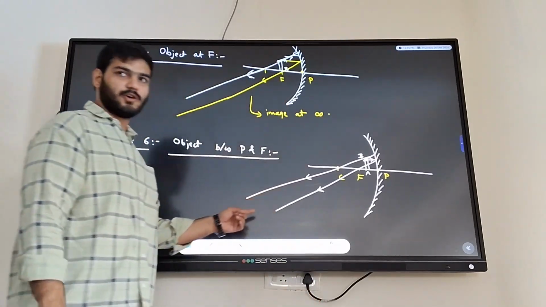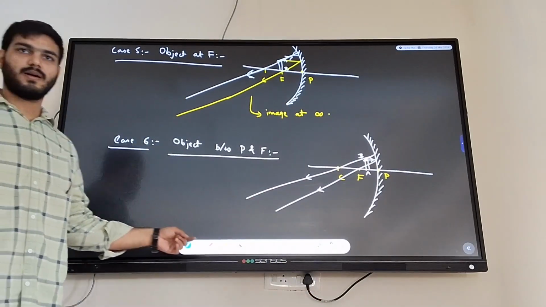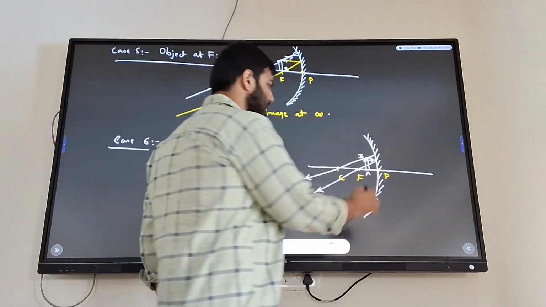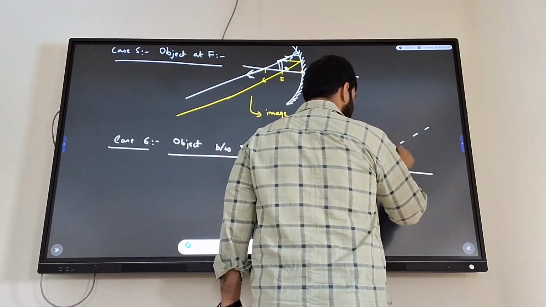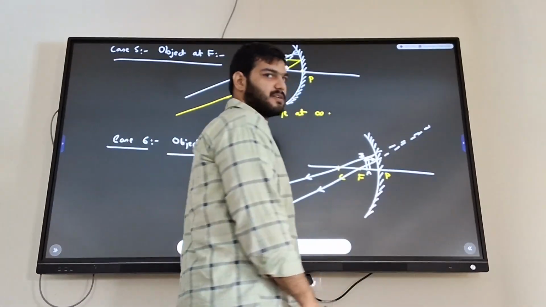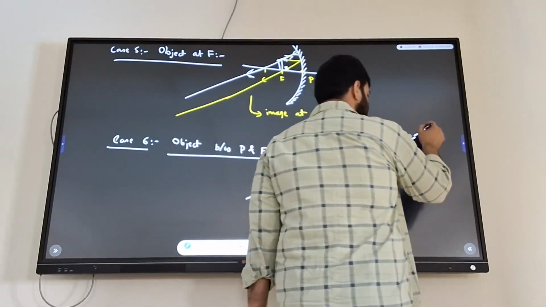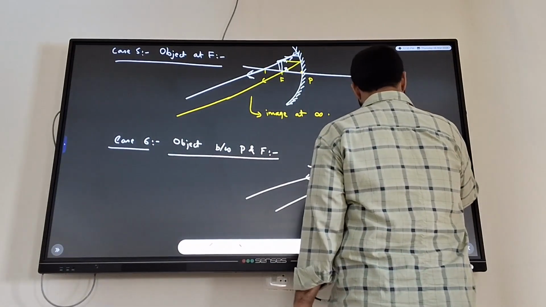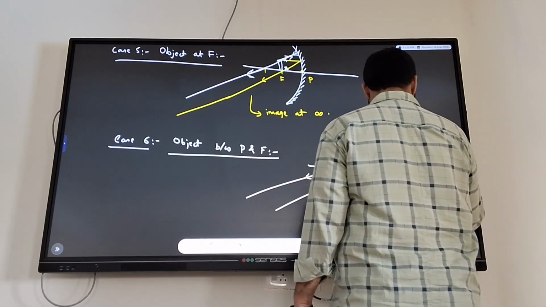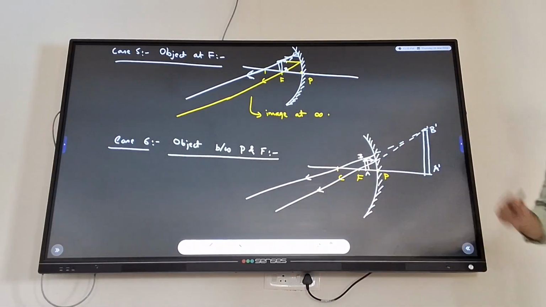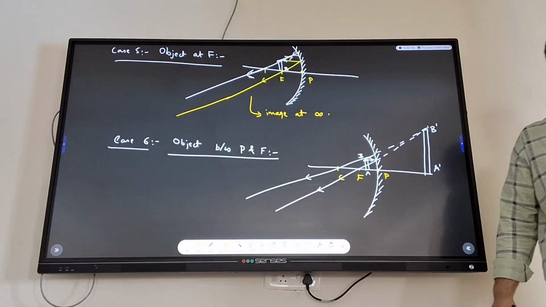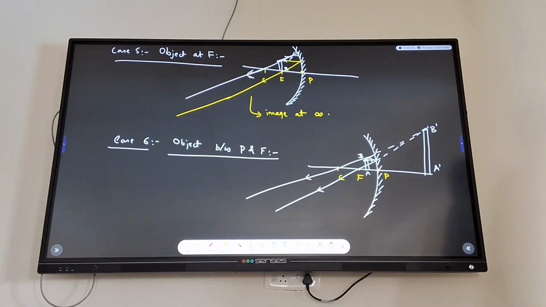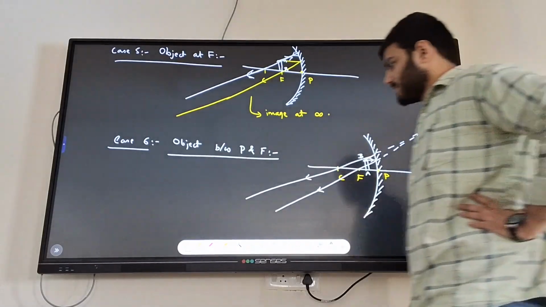Are these rays ever going to meet? No. Not here. But if I were to extend them backwards, they will. They do meet somewhere and they create an image. What is the nature of this image now? Virtual. It's virtual and enlarged, highly enlarged, and direct. Very good.